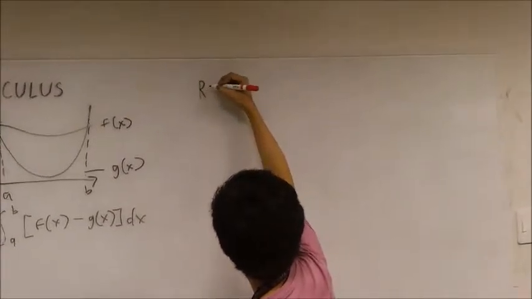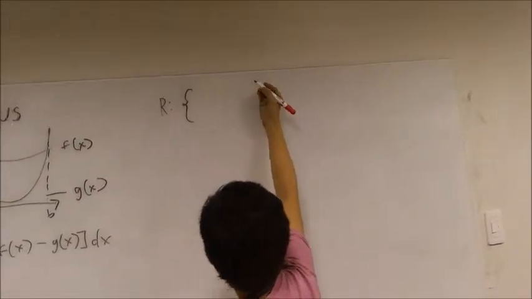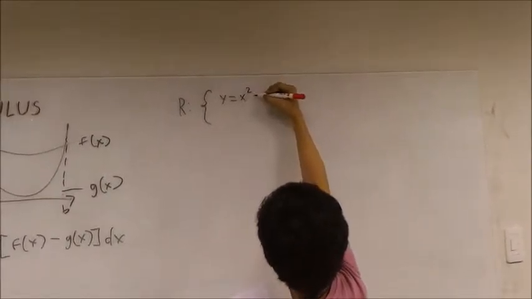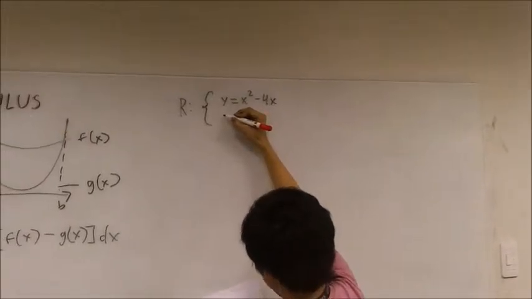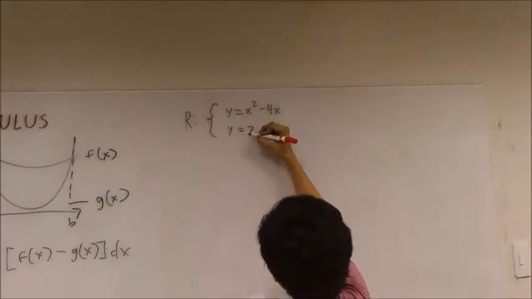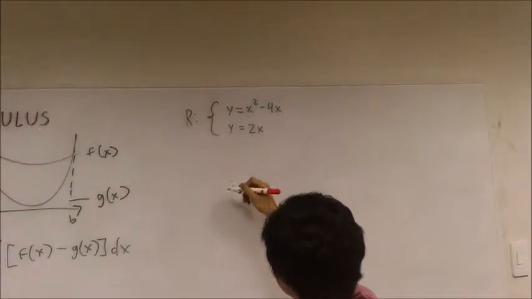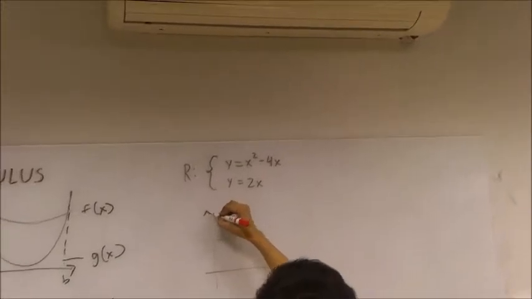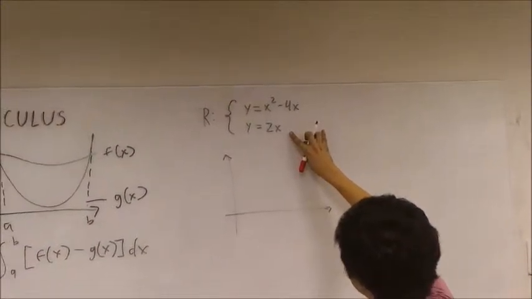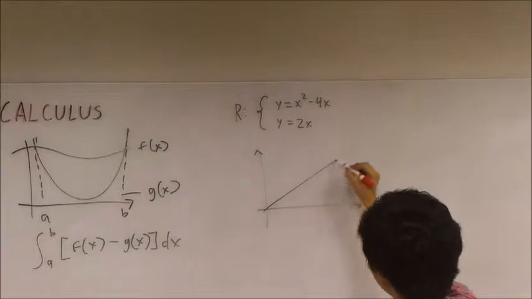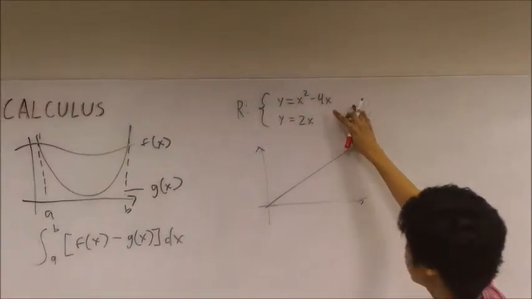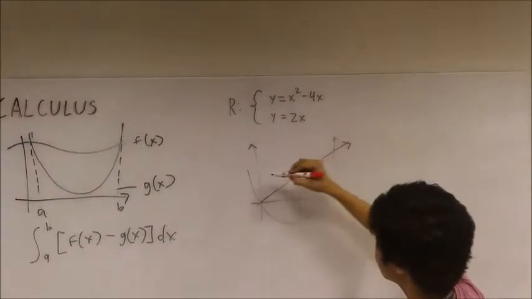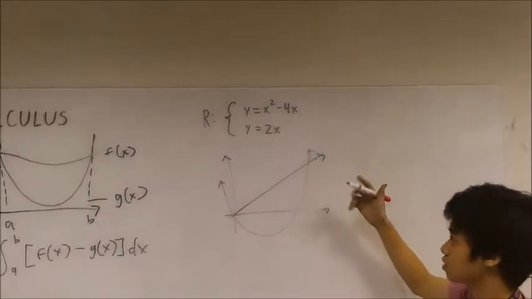Let's say we have the region that is bounded by the curves y equals x squared minus 4x and y equals 2x. Now by graphing this, it will look something like this. This is the x-axis, this is the y-axis. If we have y equals 2x, that is basically a line. It will look something like this. And y equals x squared minus 4x, this is a parabola, so let's assume it looks something like this. But of course, we don't know the points of intersection.